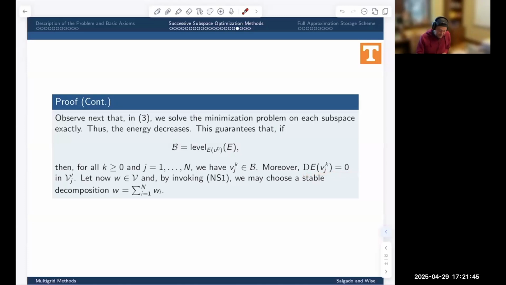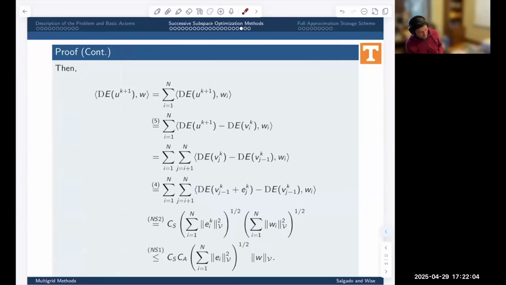And now we're going to invoke the stable subspace decomposition. So let W be in V. Invoking that stable subspace decomposition, we can always find a decomposition of W, and I know that that decomposition is going to be stable. So now I'm going to start with this expression here, and I'm going to estimate it, putting in my various properties.